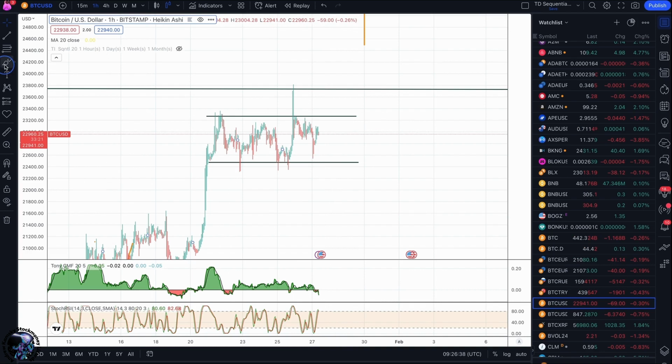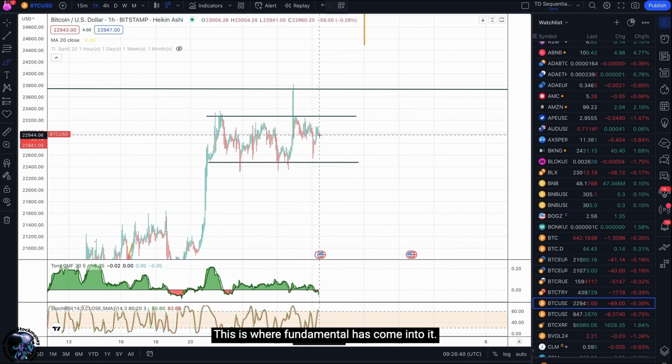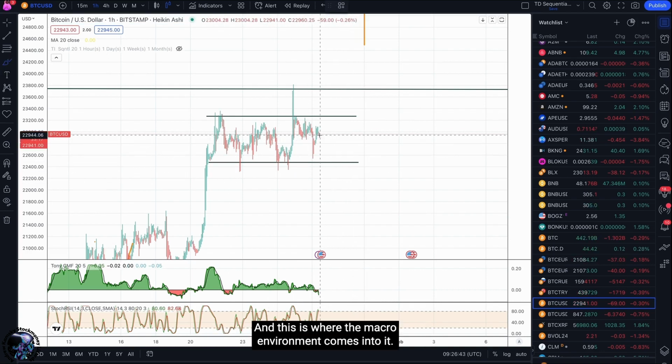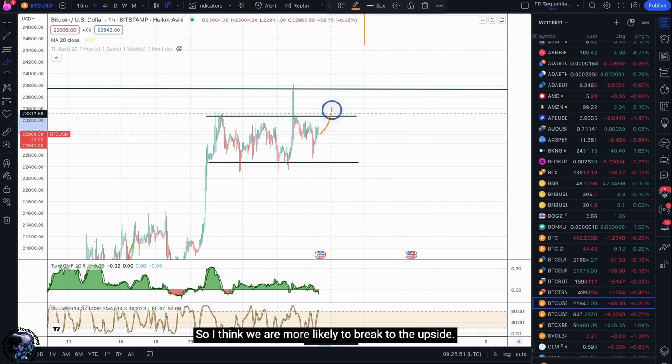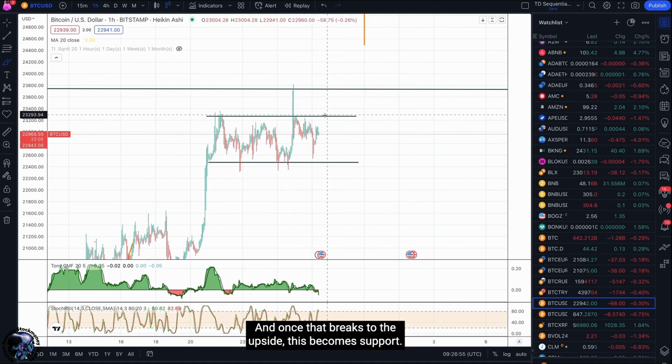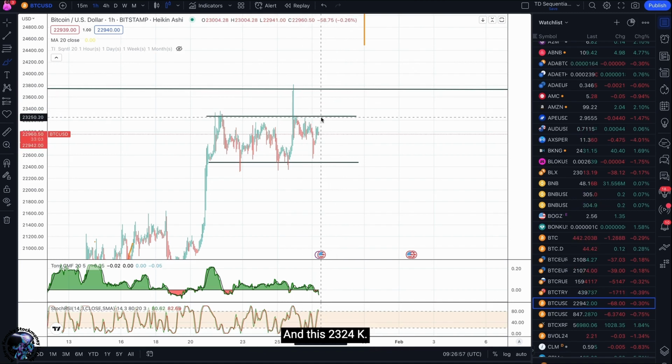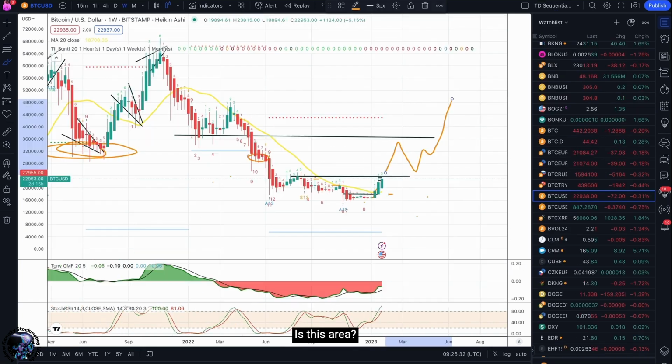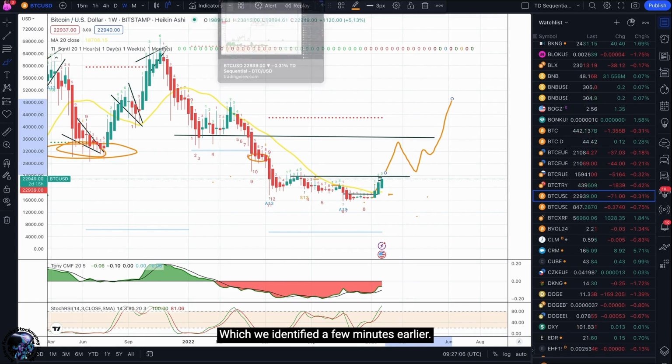So this is where fundamentals come into it, and this is where the macro environment comes into it. So I personally believe that the macro environment is improving, so I think we are more likely to break to the upside, and once that breaks to the upside, this becomes support, and this 24K is this area over here, which we identified a few minutes earlier.